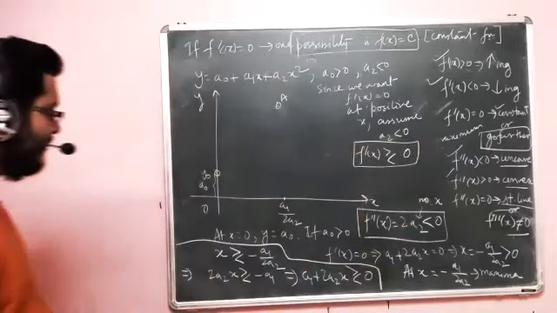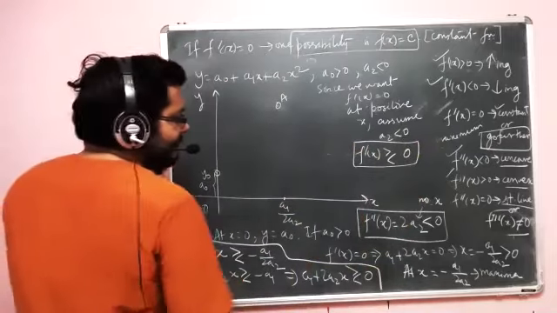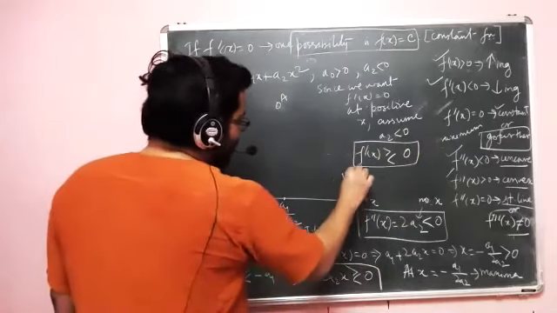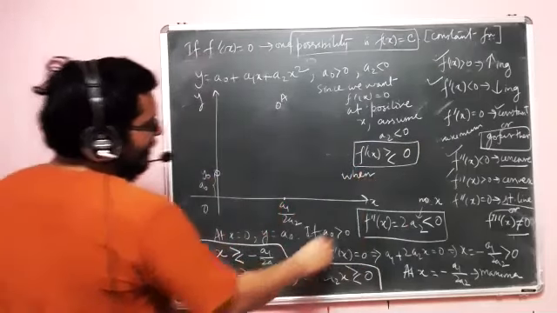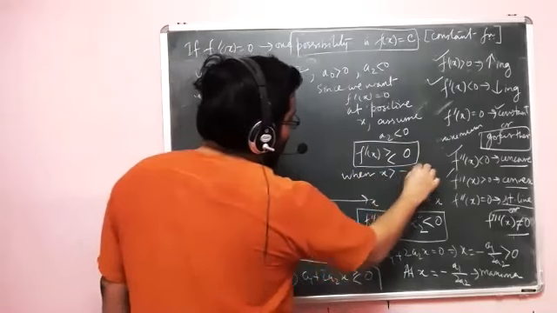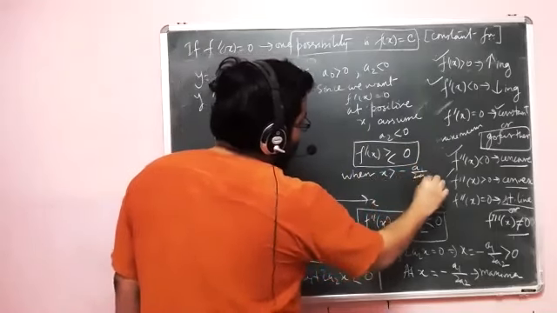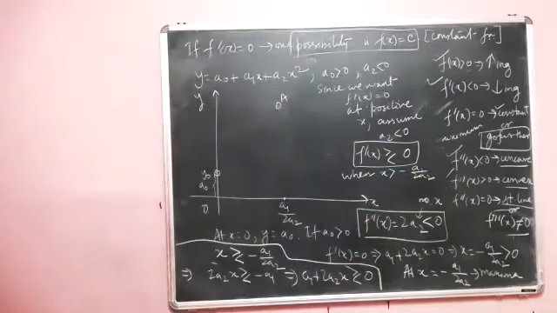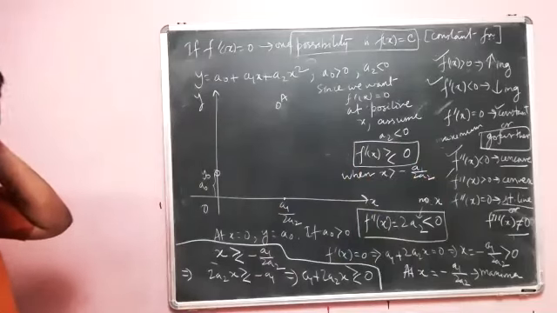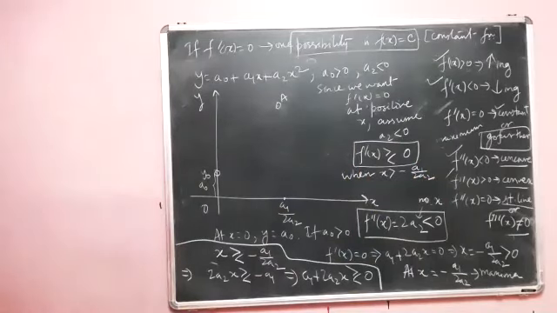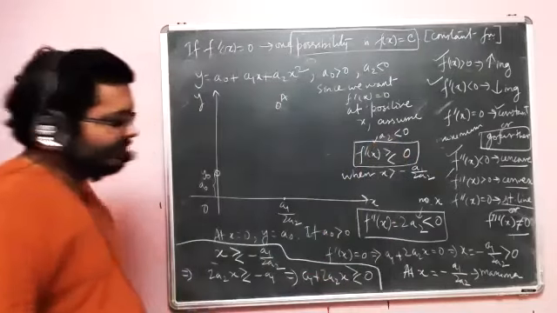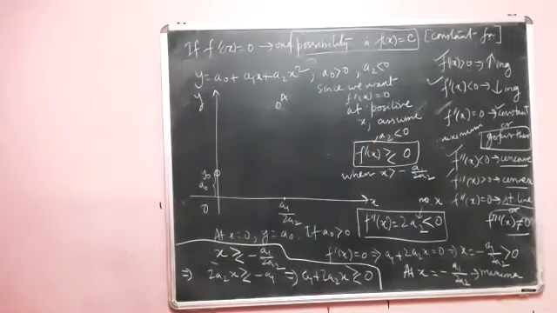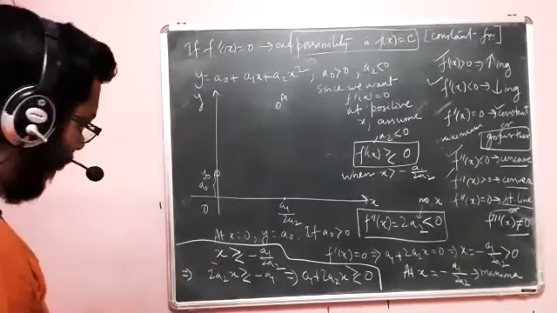This means that when x is greater than minus a1 by 2a2, remember this is a positive number. So when x is strictly greater than minus a1 by 2a2, then we have f dash x to be positive.